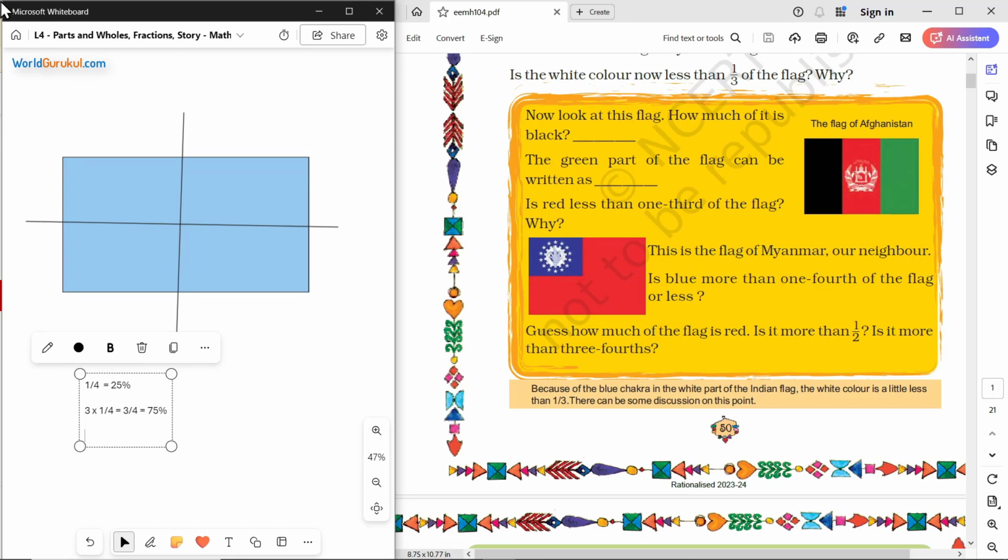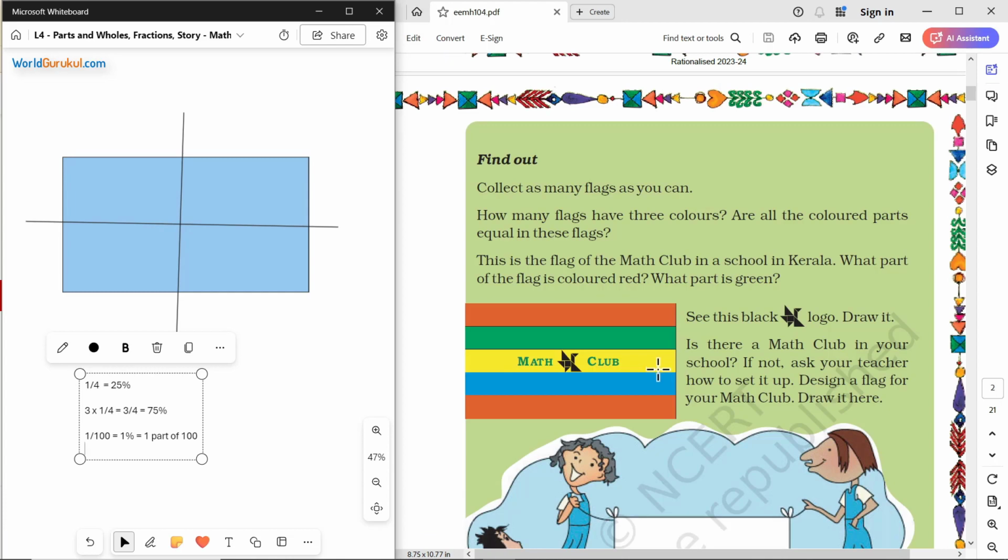So that means that if you make this rectangle into 100 squares, then each square is going to be 1/100. Okay? So 1/100 will be what percentage? It is 1%. 1 part of 100. 1% means 1 part of 100. That is all.